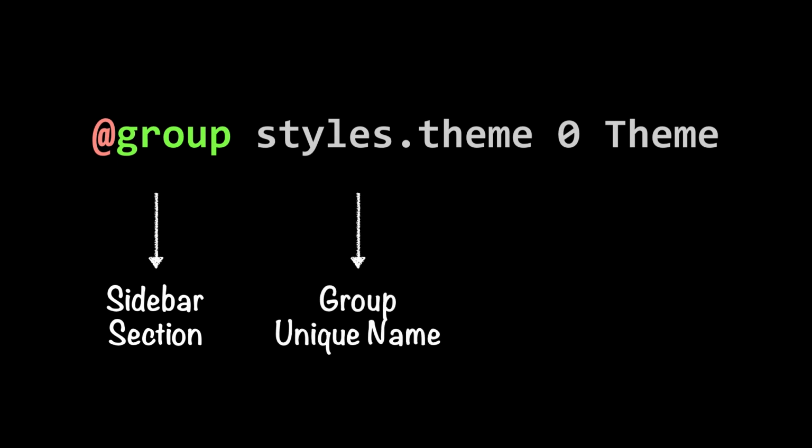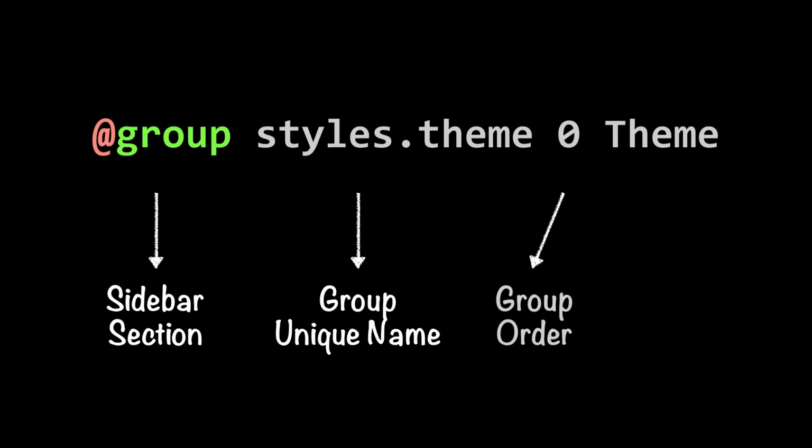Styles.theme. This is the unique name for the group. A good practice to follow here is to use the name of the parent section, in this case styles, as a namespace. In this way, if you want to create another group with the same name but under a different section, the name of the group will remain unique.